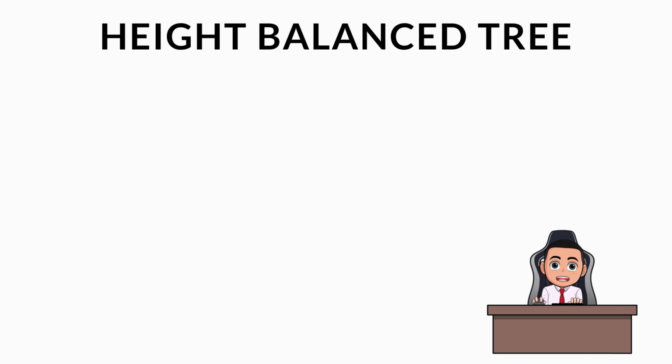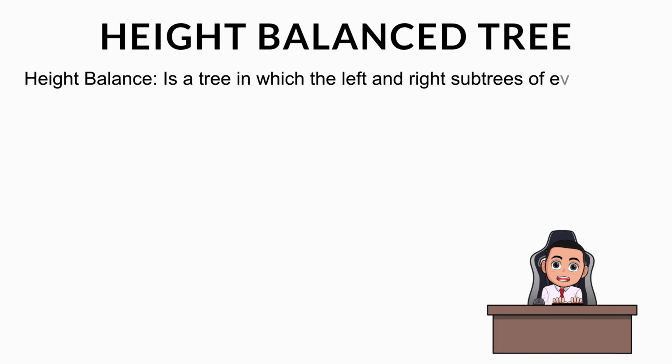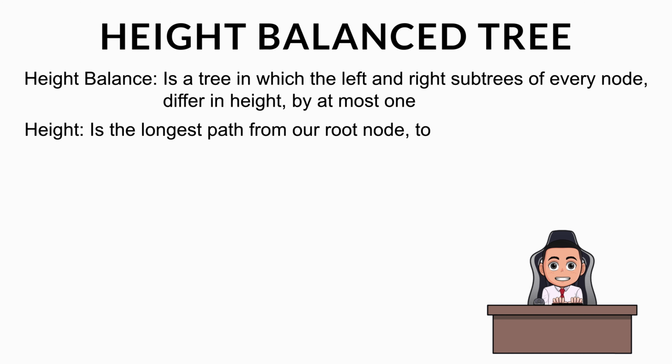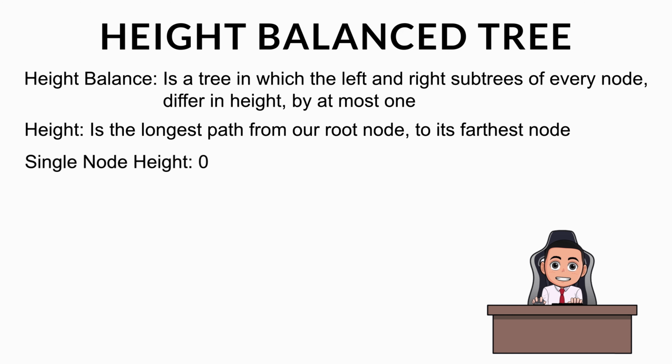So what does being height balanced mean? Taking a look at the definition, a height balanced tree is a tree in which the left and right subtrees of every node differ in height by at most 1. Quickly reviewing what height is: the height of a tree is the longest path from our root node to its farthest node. In other words, we're only counting the number of edges from the root to its farthest leaf node. The height of a tree with one node is 0, since it has no edges, and the height of an empty tree is -1.